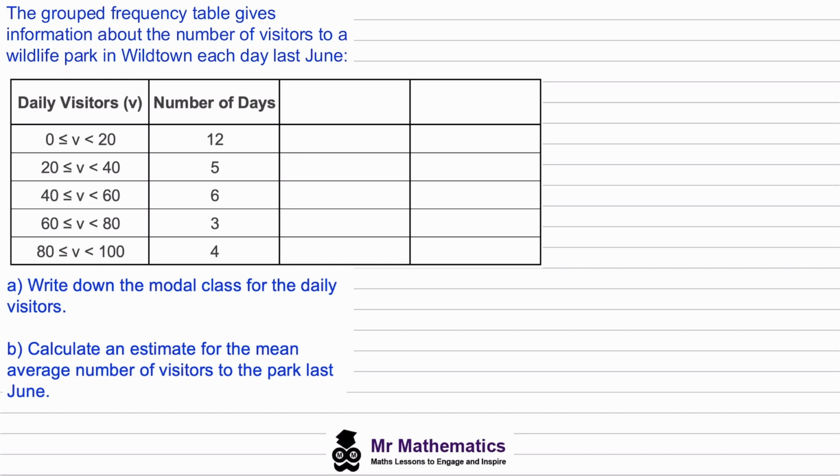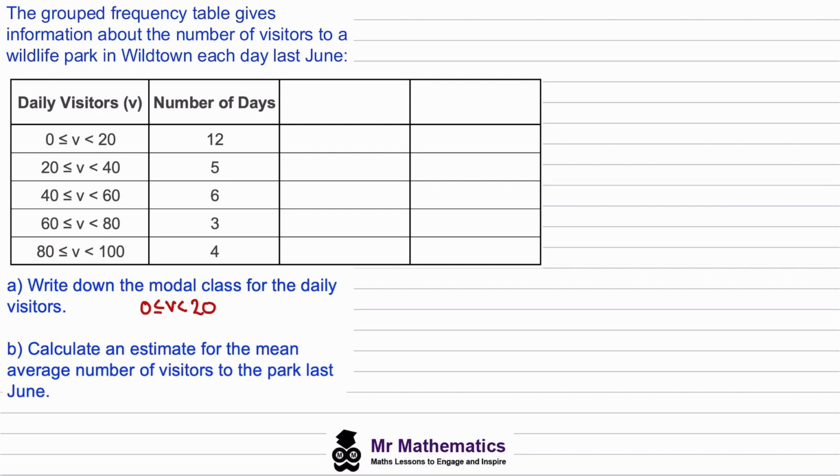So in our first question, we're told that a grouped frequency table gives the information about the number of visitors to a wildlife park each day last June. For part A, we've been asked to work out the modal class for the daily visitors. So the modal class refers to the most common, and this is the class with the highest frequency, or in this case, the highest number of days, which is this 12. So the modal class will be where you have between 0 and 20 visitors.